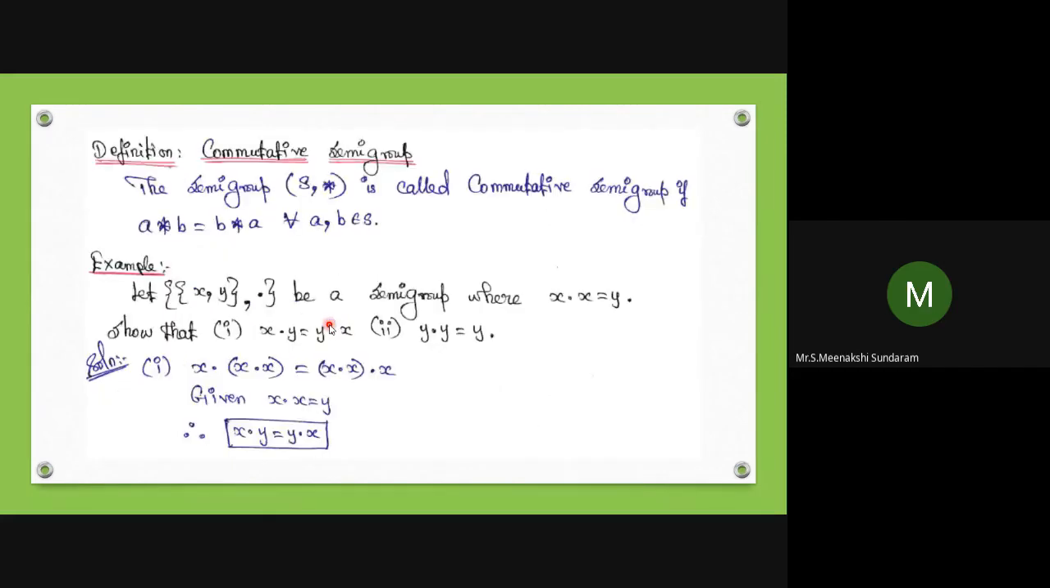If you have a doubt, you can clarify. Next, we move on to the definition of a commutative semigroup. The semigroup S comma star is called commutative if the commutative property is satisfied, that is a star b equal to b star a. Then we can say it is a commutative semigroup. If you take an abelian group, study it.